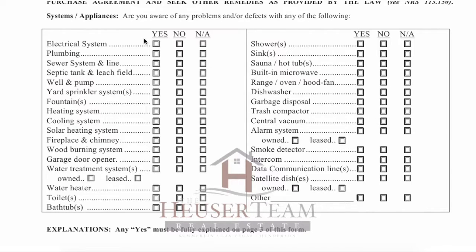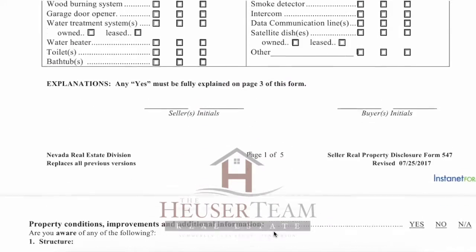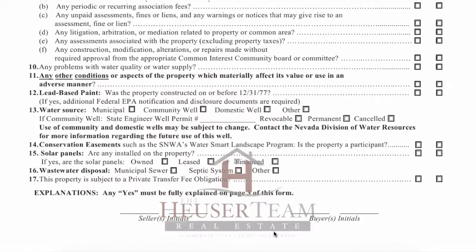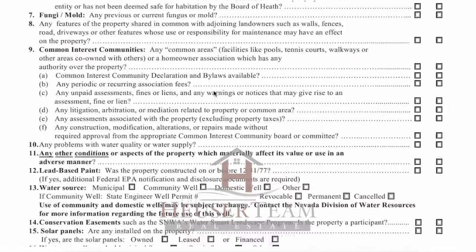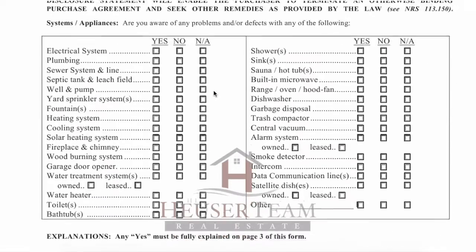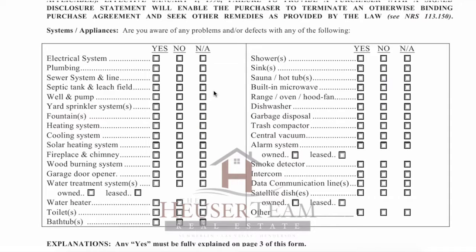So the seller needs to go through and make sure that if there is a problem with the electrical system, they mark yes. If there is not a problem, they would mark no. And if they do mark yes to anything, it says right here, if any yes, it must be fully explained on page 3. So we have a blank page further down here, and that's where they would explain any yeses that were to come up. So we'll go through a couple of common things that come up in here that are very important.